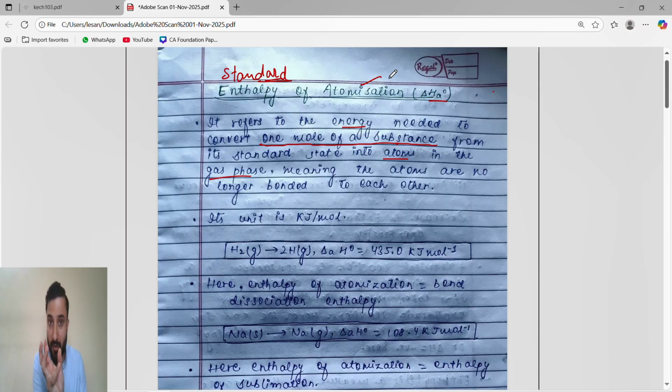Standard means 1 mole of substance from its standard state into atoms. And how are the atoms? In the gaseous phase. Meaning the atoms are no longer bonded to each other, right? We are breaking the bonds, so that's why atoms are no longer bonded to each other. We've broken them down. Okay, so the unit is kilojoule per mole.